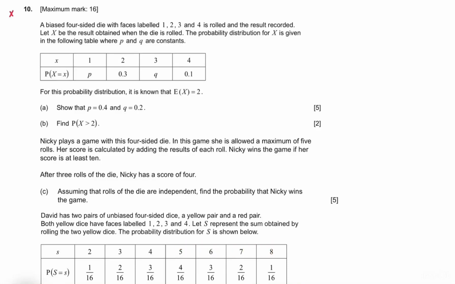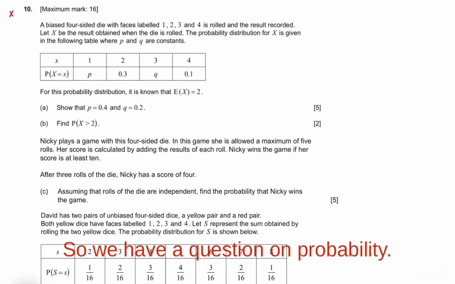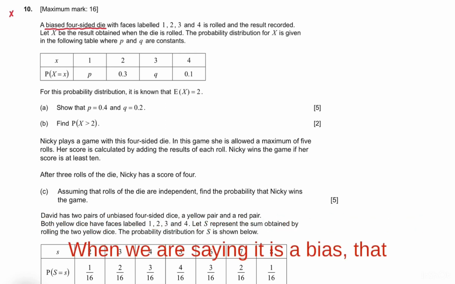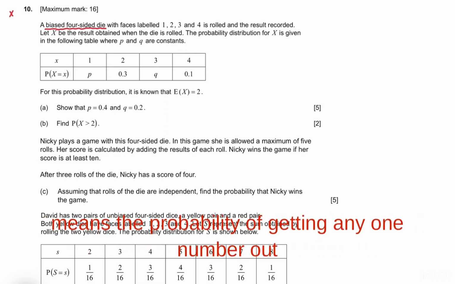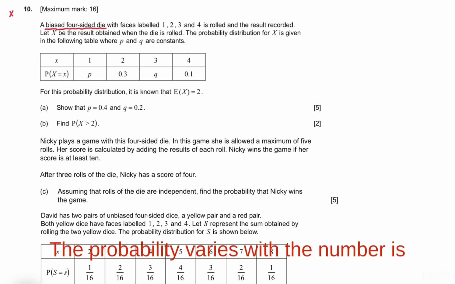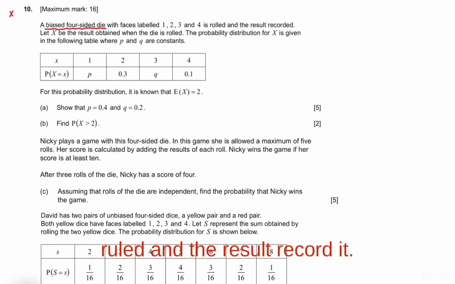Hello friends. So we have a question on probability. We are given that there is a biased four-sided die. When we say it is biased, that means the probability of getting any one number out of this four-sided die is not equal.